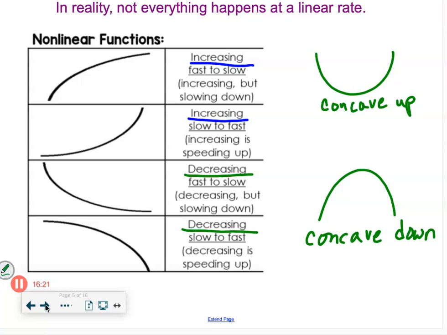So I like to say up like a cup, down like a frown. But a lot of people like to say up like a smile, down like a frown. I just like cup because it rhymes. So concave up, concave down. It's just describing if your shape is like this or your shape is like this. So you can be increasing concave up or increasing concave down. Just depends on your shape.